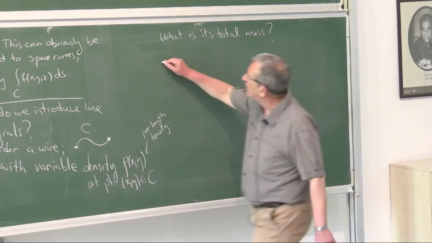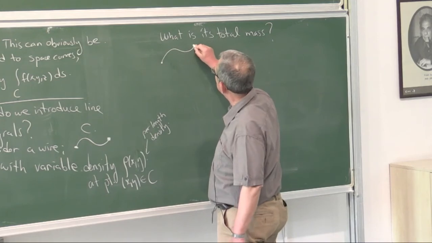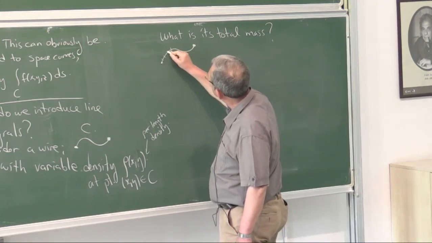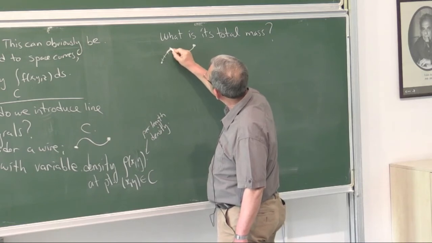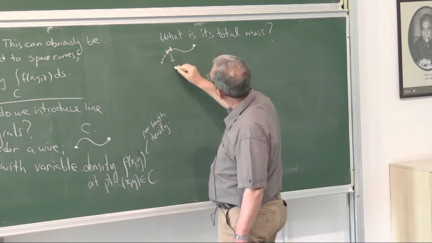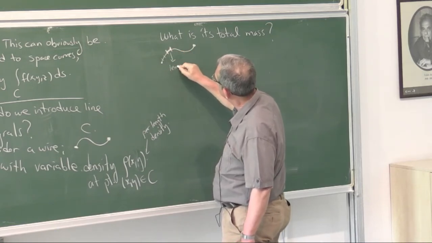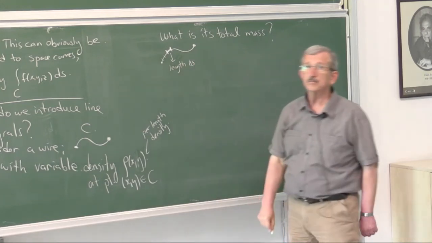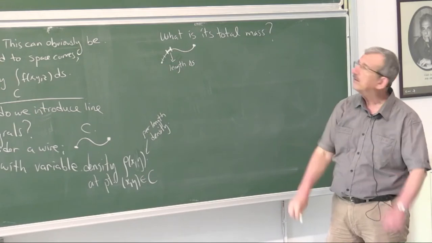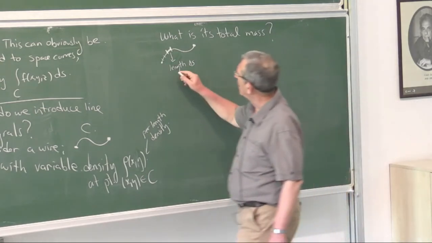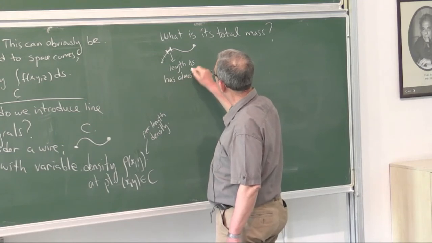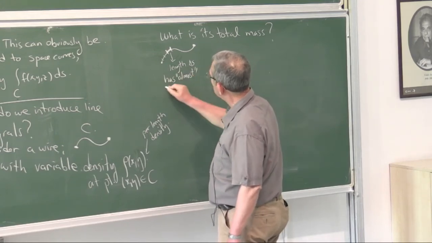Of course, if you take your wire and divide it into pieces, in this piece, for example, which is of length delta S, the arc length, it has almost constant density.